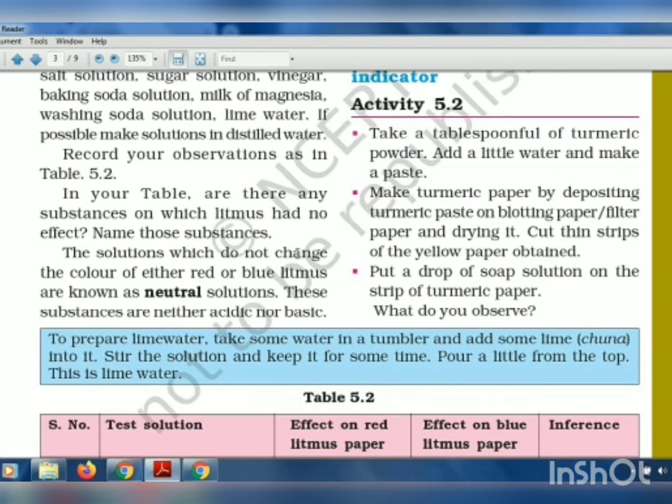The solution which does not change the color of either red or blue litmus paper, that is, if there is no change in color of both the different colored litmus papers, then we can say that solution is a neutral solution. That is, it is not acidic nor basic.